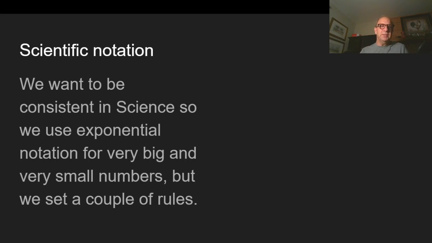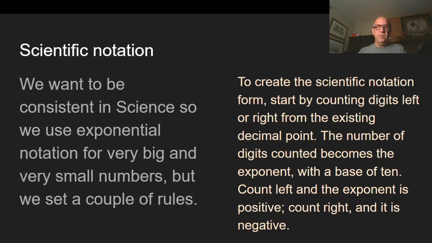We want to be consistent in science, so we use exponential notation for very big and very small numbers, but there are specific rules. Basically, to create scientific notation, you start by counting the digits left or right from the decimal point. The number of digits counted becomes your exponent with a base of 10. If you count left, the exponent is positive. If you count right, the exponent is negative. And the one rule I didn't write down is you always have one digit and then your decimal point.